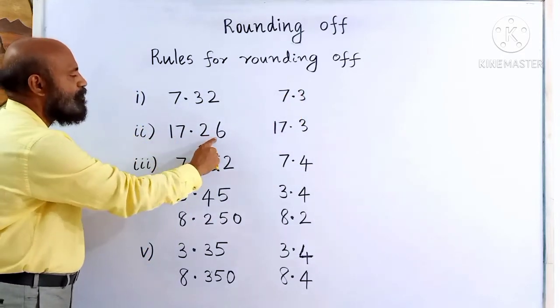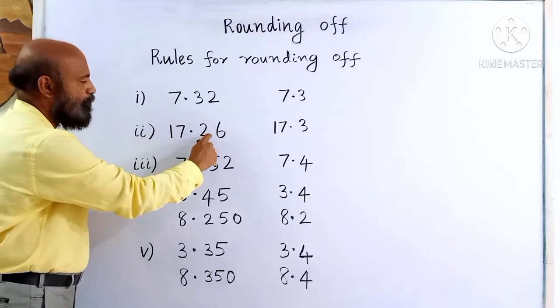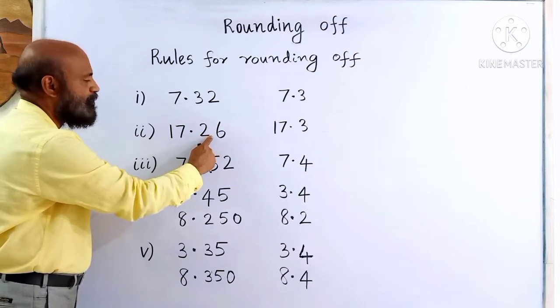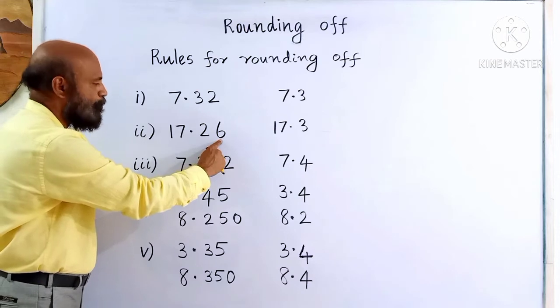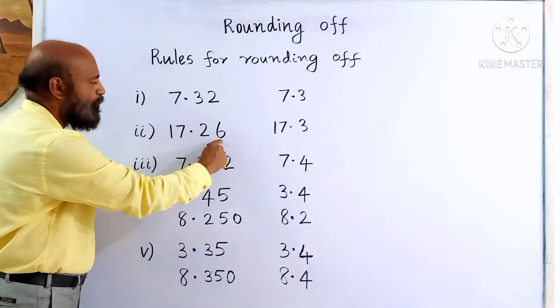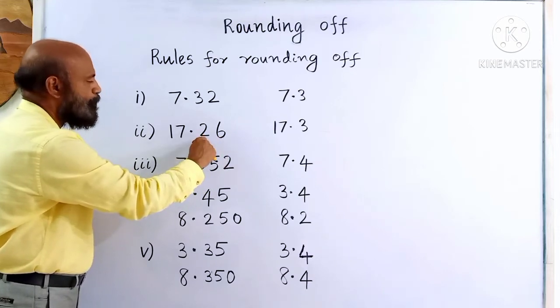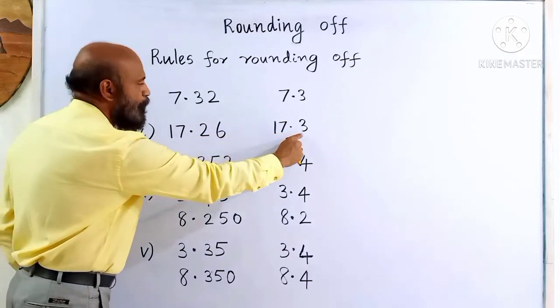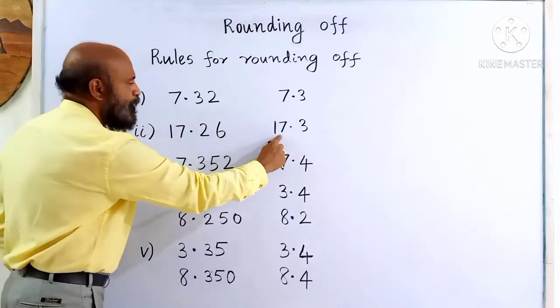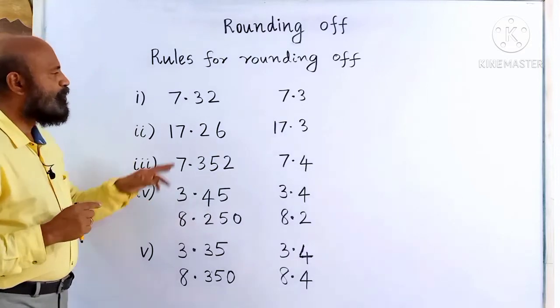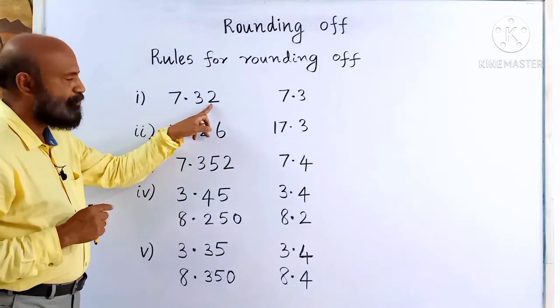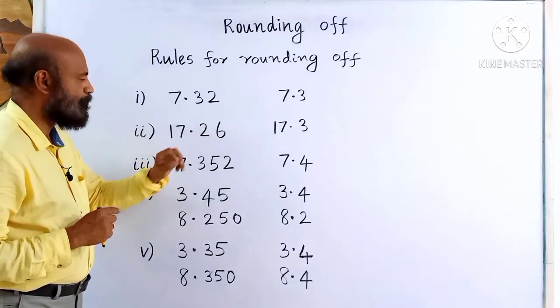Here it is to be rounded off up to 3 digits. That means this 6 is to be dropped. So this is more than 5. So the preceding digit is increased by 1. So it will become 17.3. So here it is less than 5. Here it is more than 5.